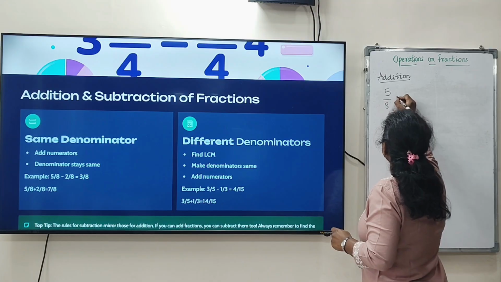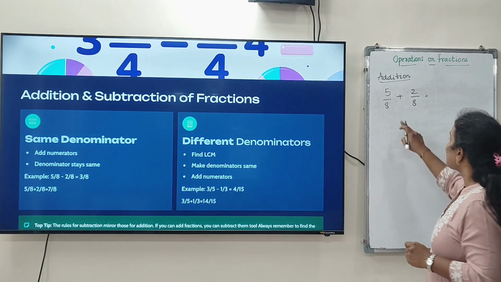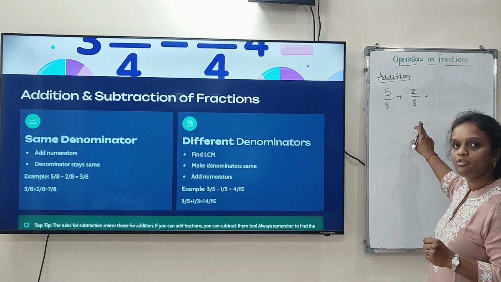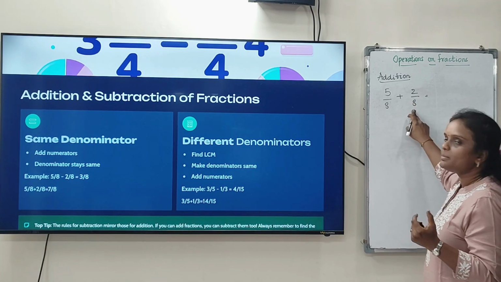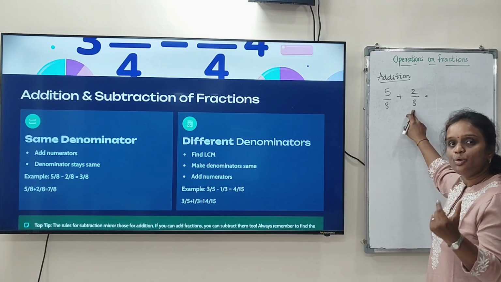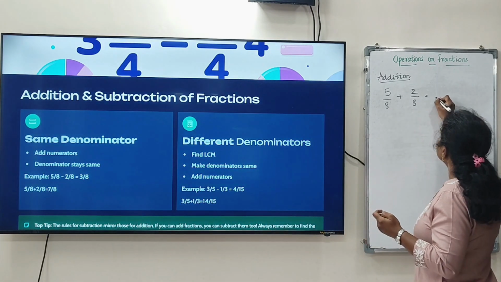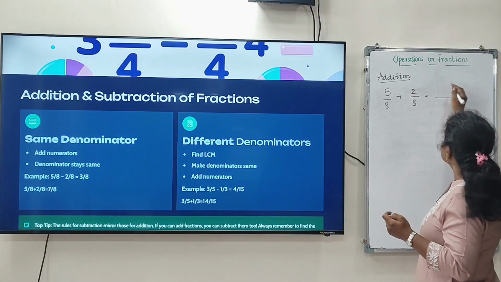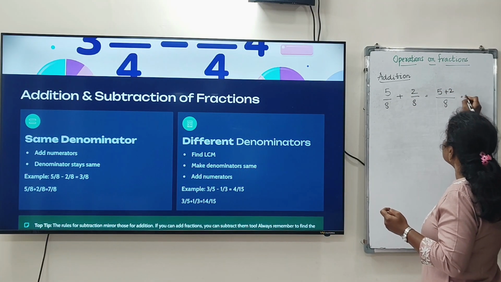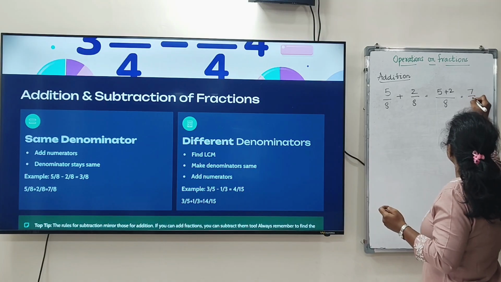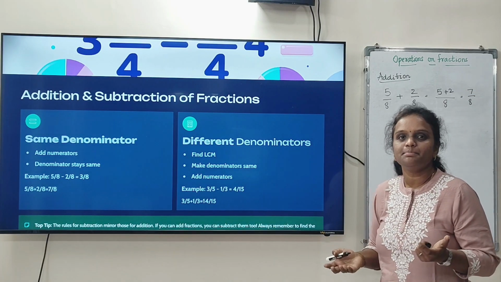5 by 8 plus 2 by 8. First of all, do these two fractions have the same denominator or not? What is the denominator of 5 by 8? 8. And what is the denominator of 2 by 8? 8. So, it falls under case 1. What is the rule here? You have to add the numerators, 5 plus 2, and keep the denominators same. 5 plus 2 is 7 by 8. That's it. That simple it is.